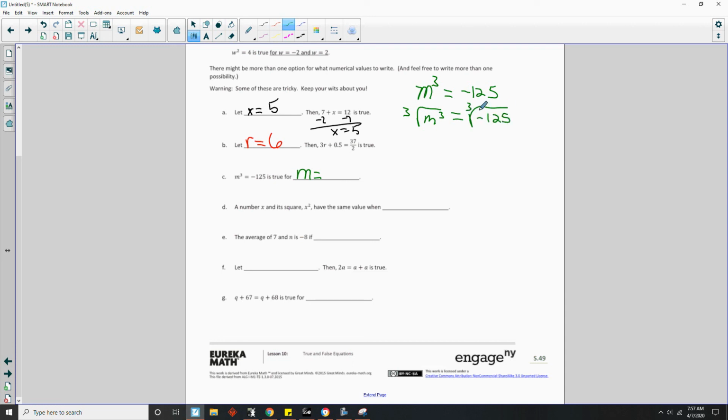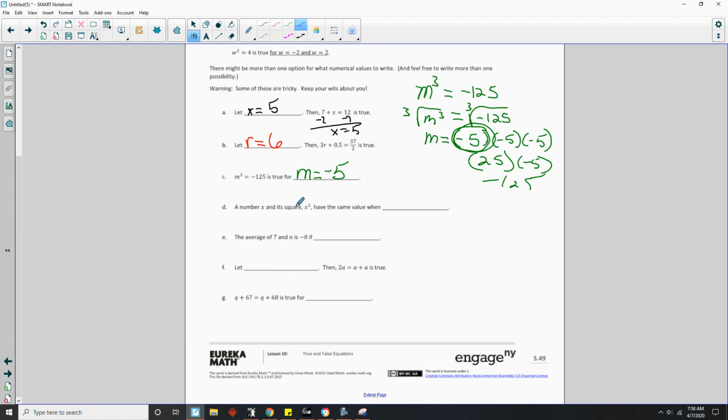Now remember, we can take odd roots of negative numbers, but we can't take even roots of negative numbers. So we can't take the square root of negative 125, that would not be a real number. So this would give me m. And 5 times 5 is 25, times 5 is 125, so the answer is m equals negative 5. Because negative 5 times negative 5 is positive 25, times negative 5 is negative 125. Okay, so my answer is negative 5.